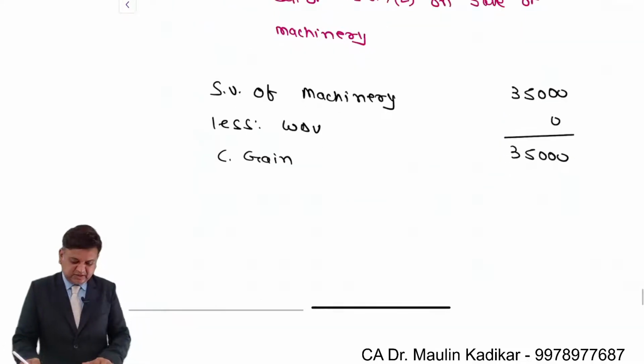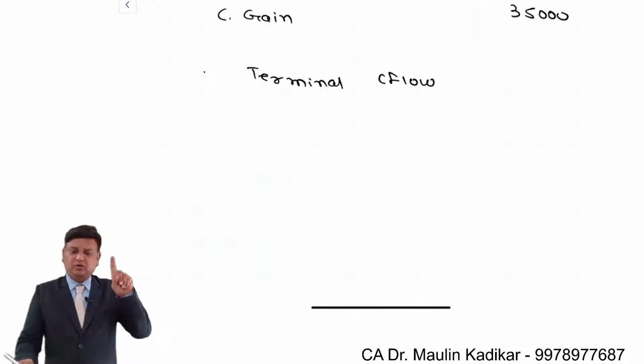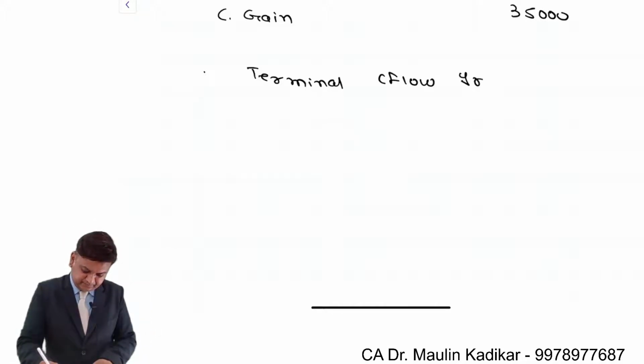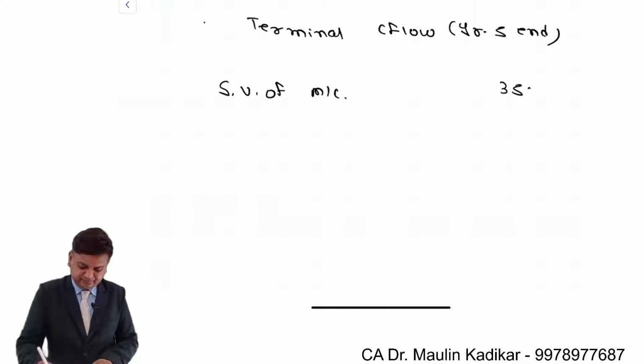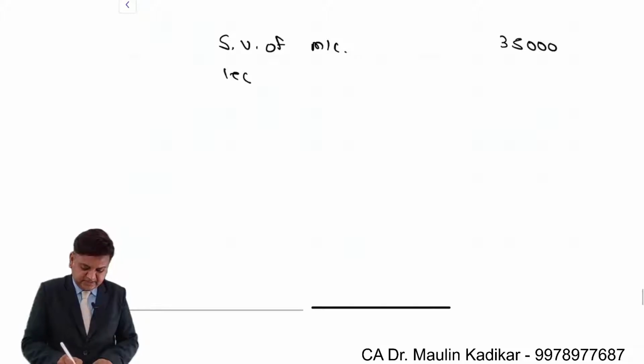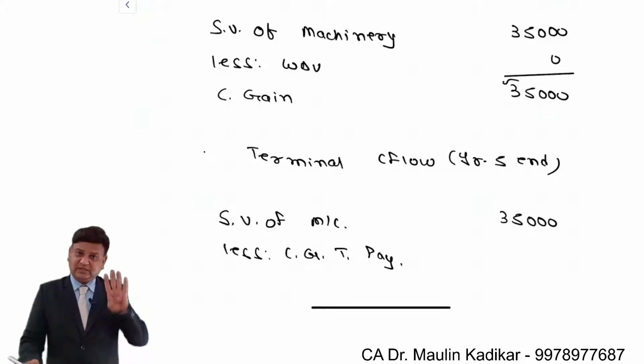Okay, so now working out number two, which directly gives the terminal cash flow. Is there any working capital recovery? No, so ignore it. Scrap value of the machinery? Yes, consider it. That is the scrap value of machinery, an amount of ₹35,000. Less capital gain tax payment. What is the capital gain? 35,000. What is the tax rate? Only 40%.